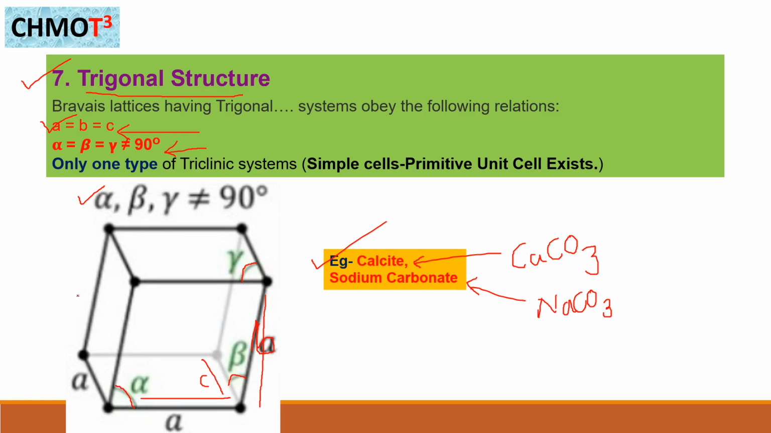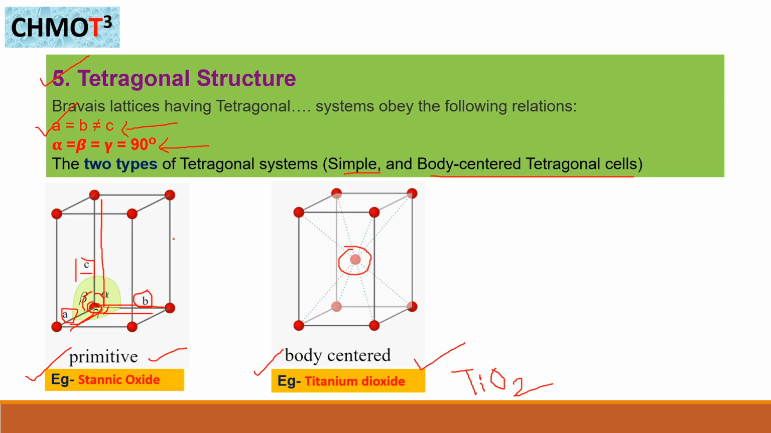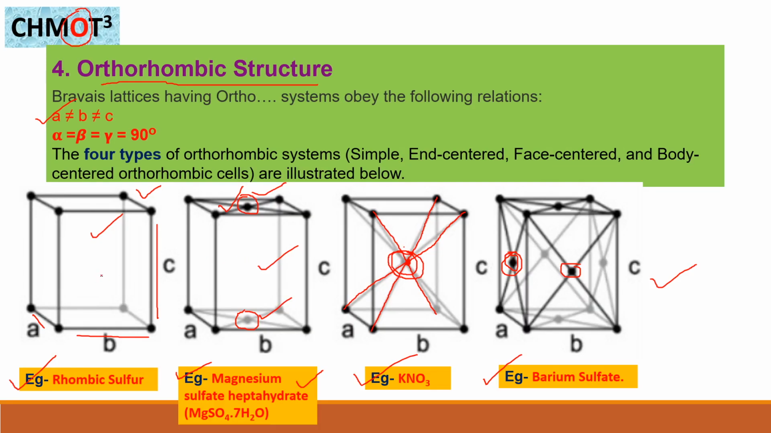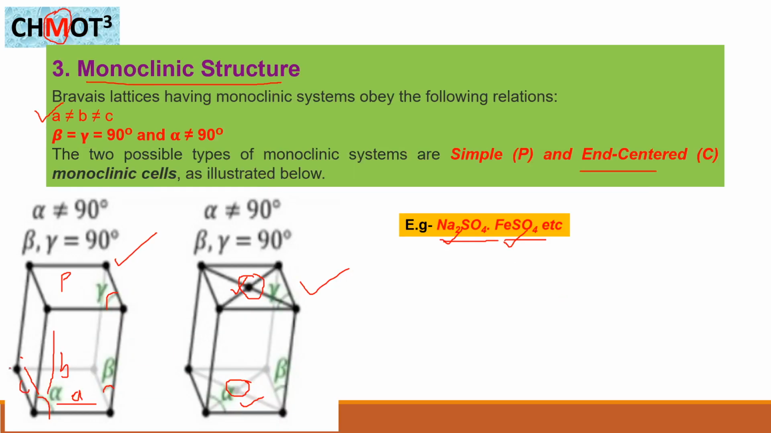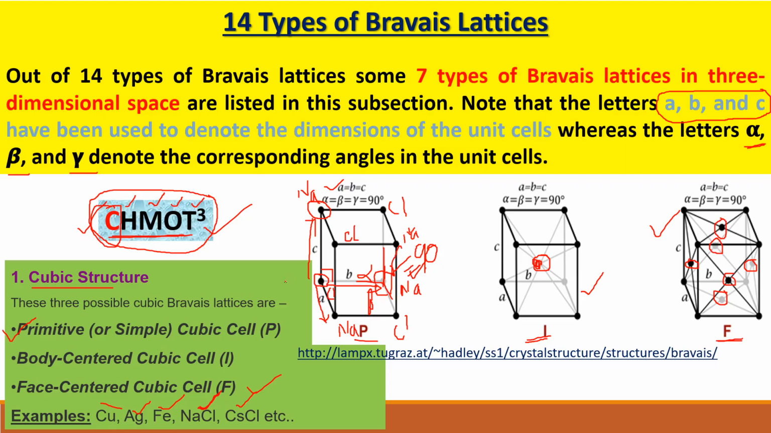Just look at here, this is the number 1, this is the number 2, here is 2, 3, 4, 5, 6, 7, 8. Here also 2 types, 9, 10, here 1 type, this is the 11, and here 3 types, 12, 13, and here is the 14.